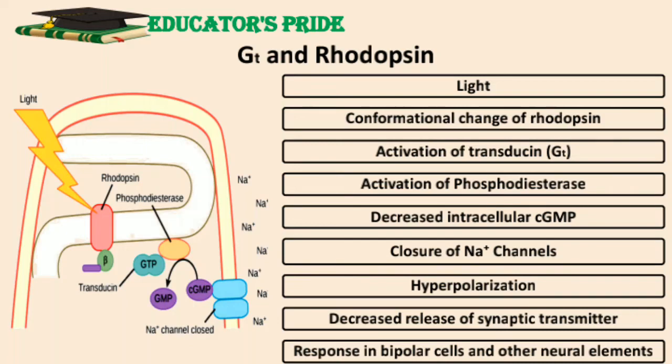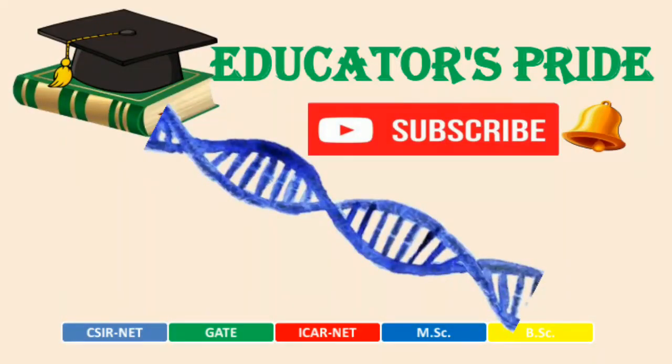In this way, light causes a hyperpolarization rather than a depolarization of the plasma membrane, so the activation of rhodopsin molecules by light results in hyperpolarization. This leads to decreased release of synaptic transmitters in response in bipolar cells and other neural cell elements for the vision. So, this is all about G protein coupled receptors with various examples.